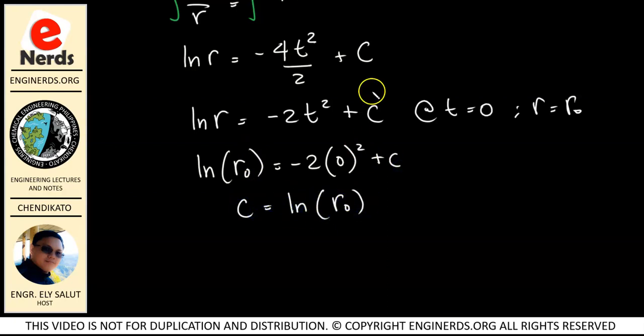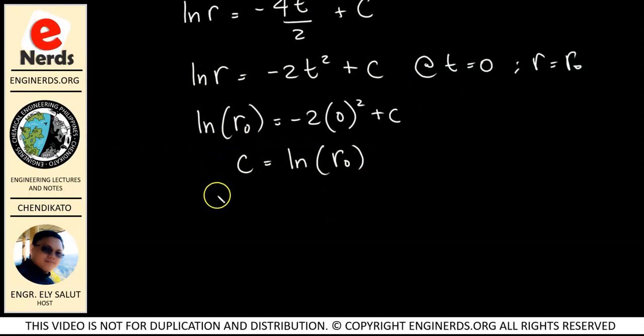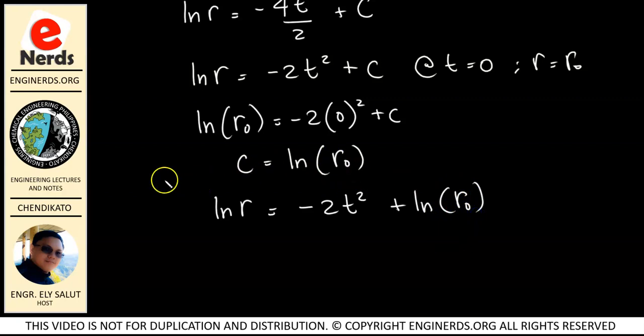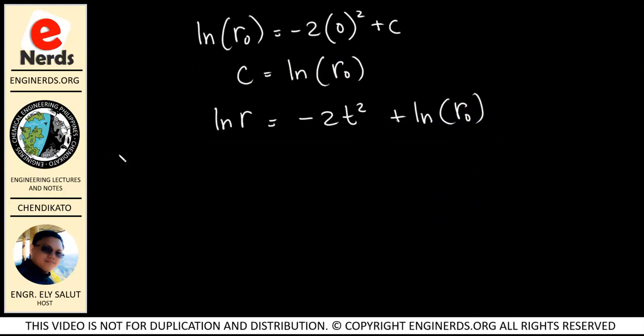Substitute natin yan dito sa nakuha natin kaninang equation. Ito yung nakuha natin kanina. So substitute lang natin yan dyan, yung ating value ngayon. So I will have ln r is equal to negative 2t squared plus ln r0. Let us use the property of logarithm. We will raise e to our equation here. So you will have e to the ln r is equal to e to the negative 2t squared plus ln r0.